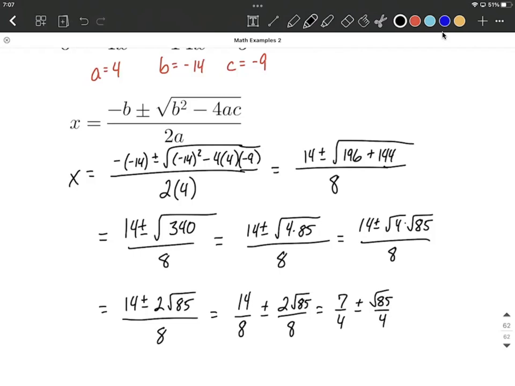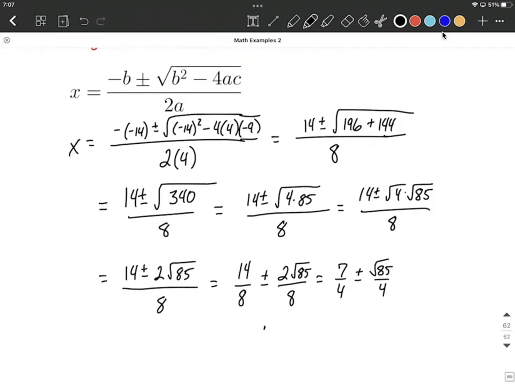All right, so this is good exact answers. Those are actually two separate solutions. We have 7/4 plus the square root of 85 over 4, and a second solution, 7/4 minus the square root of 85 over 4. Two distinct solutions going on there.